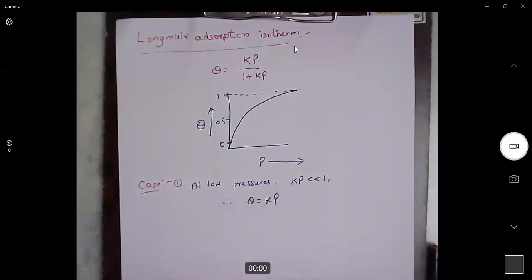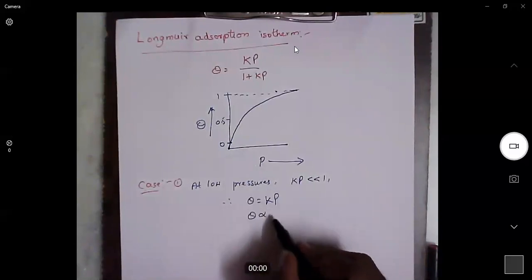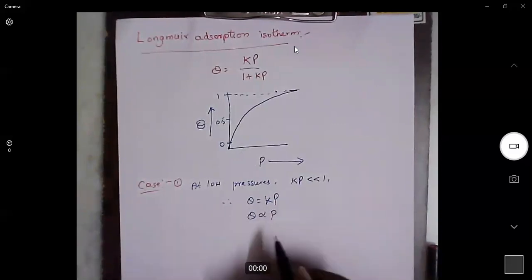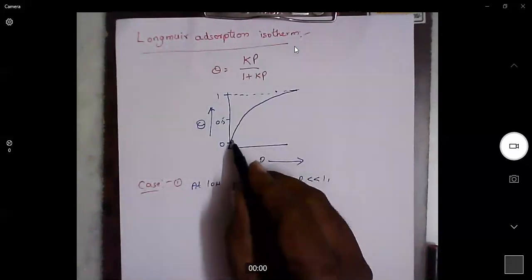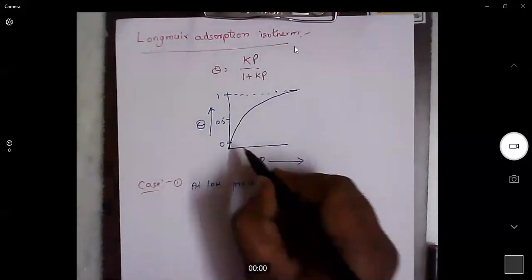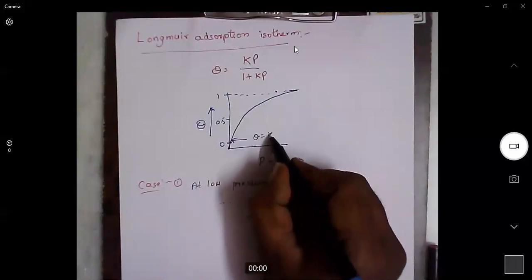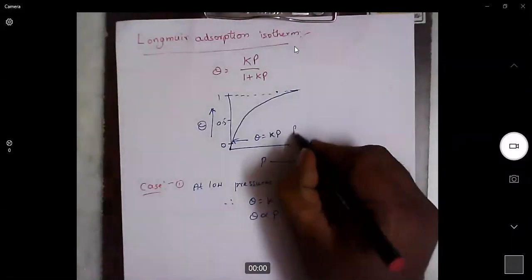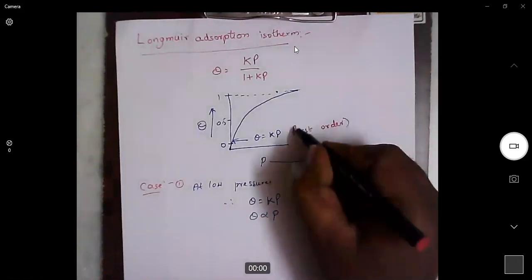So at low pressures, that means initially, theta is equal to Kp or theta is proportional to P, where it is a first order reaction with respect to pressure. Theta directly depends on pressure at low pressures. So from the graph, this is that portion where theta is equal to Kp. So it is first order with respect to pressure.